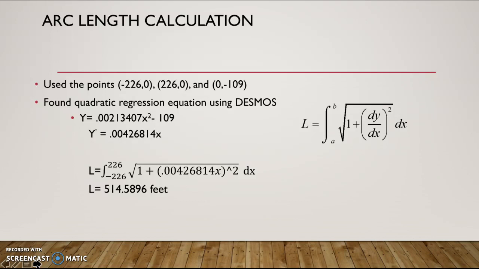And I plugged these numbers into the arc length formula. So my lower bound was negative 226 feet, and my upper bound was 226 feet. And I plugged in the derivative, squared it as seen in the equation, and the length turned out to be 514.5896 feet.